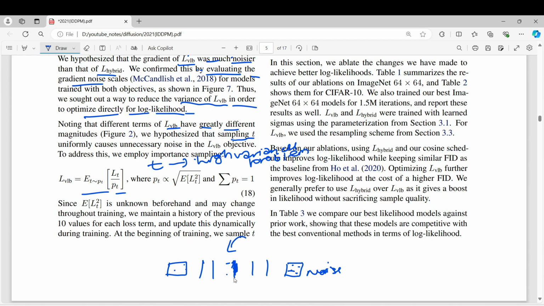So we're gonna focus on this term. We're gonna dynamically update, dynamically model, and dynamically focus or give more priority to these diffusion steps. So this is the intuition about importance sampling.